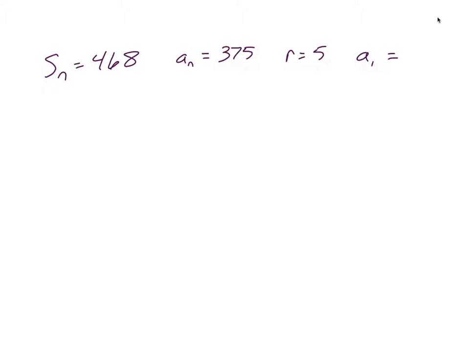On this one, it gives me the sum. It gives me A sub n. It gives me my ratio, and it wants me to find A sub 1. Alright, some formula with or without a sub n? With, because it has a sub n in it. So 468 equals a sub 1 minus r times a sub n over 1 minus r.